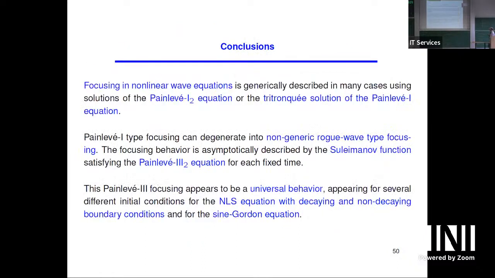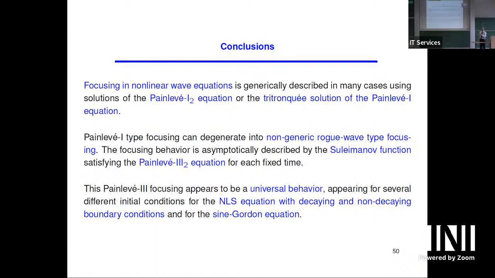All right, so let's wrap it up and get to lunch. The main point of my story is that it's been conjectured for a long time, and established in particular cases, that focusing in dispersive equations, depending on the equation, is described by specific Painleve functions. There's KdV type Painleve-II focusing, or NLS type Painleve-I Tritronquee type focusing.